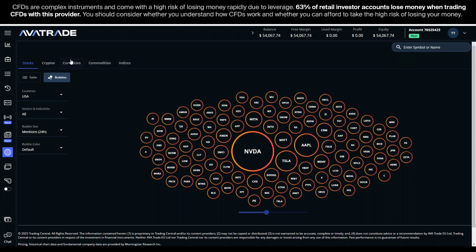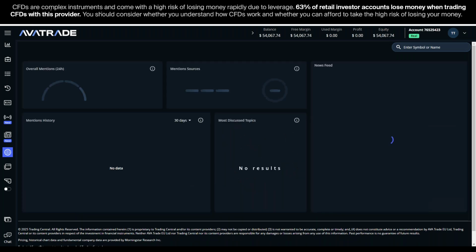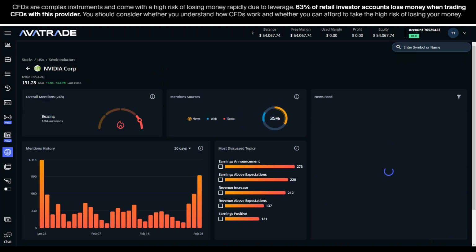We can switch between categories here and find information on any instrument that we offer. So the larger the circle in the pictogram, the more it's trending online, the more we found information on it. Why would NVIDIA be trending the most all of a sudden? They just had their earnings release yesterday after the US market closed.